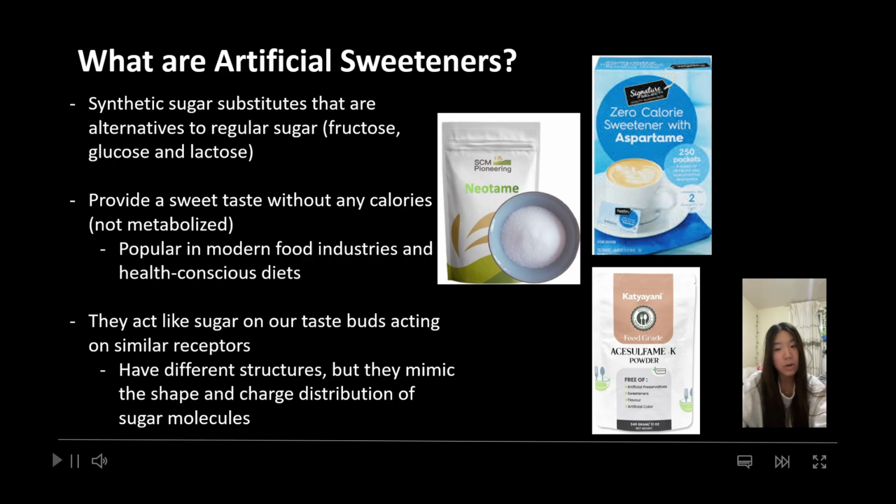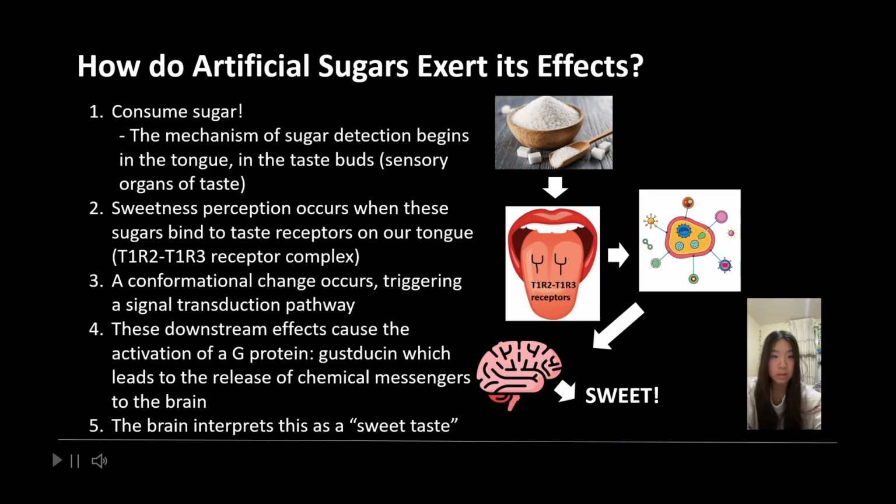However, since they do not contribute to the same metabolic effects, they're extremely popular in modern-day food industries and health-conscious diets. Chemically, these sweeteners have different structures, but they all mimic the shape and charge distribution of sugar molecules, allowing them to bind to the same taste receptors on our tongue.